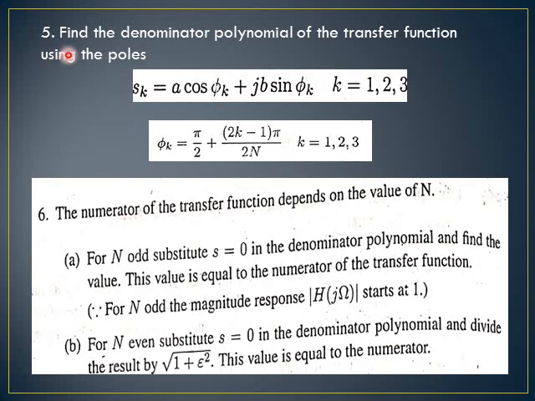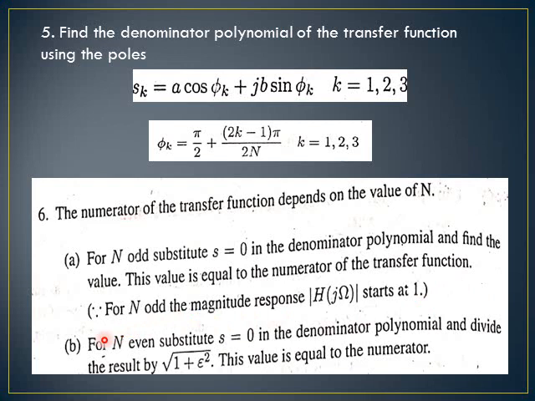After that, we will find the denominator polynomial of the transfer function using the poles. So by using these formulas, we will be calculating the denominator polynomial of the transfer function. Once we find the denominator, we need to find the numerator of the transfer function depending upon the value of n. Here there are two cases. If you find the value of n to be odd, then substitute the value of s equal to 0 in the denominator polynomial and find the value.